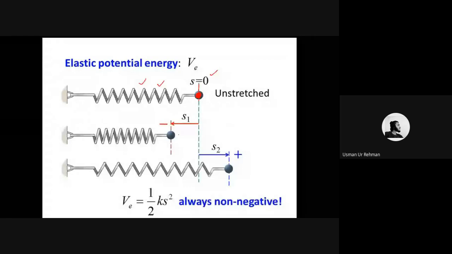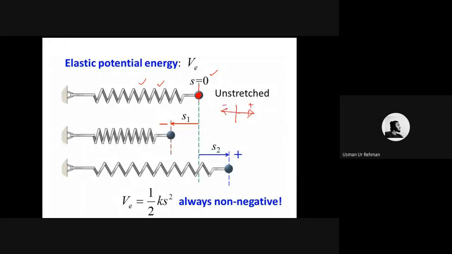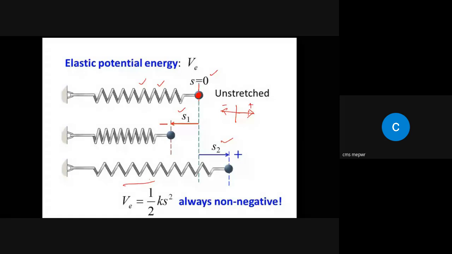If the particle moves towards the left, for example, if I set this side as negative and the other as positive, then during compression it moves towards the left, so s1 will be negative. During extension it moves towards the right of the datum, so s2 should be positive. And we already know that the work done in case of a spring was half k times s2 squared minus s1 squared.